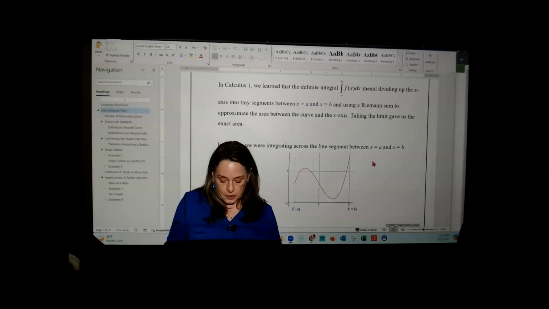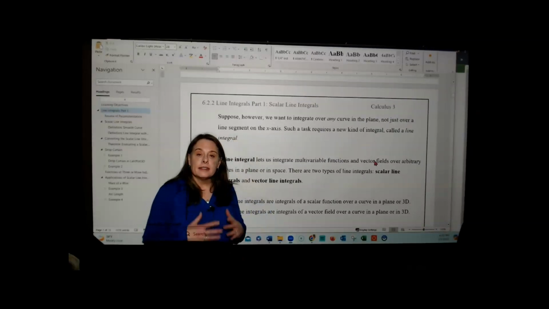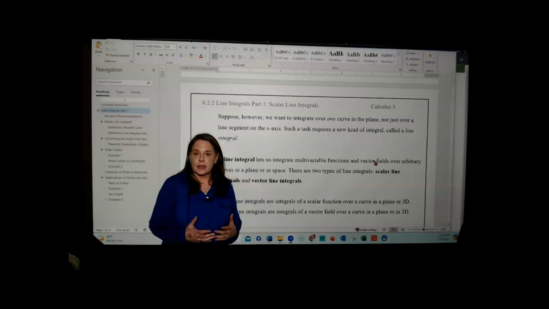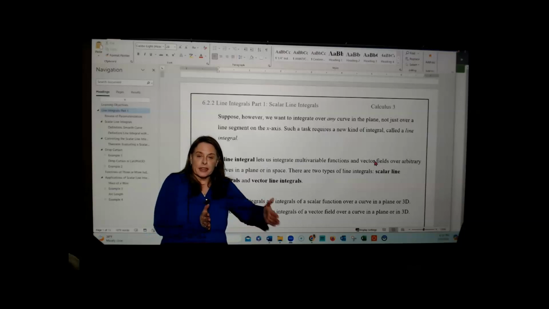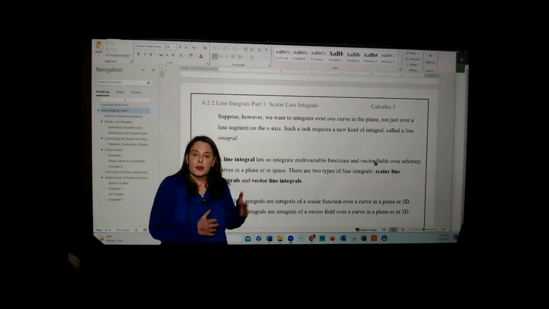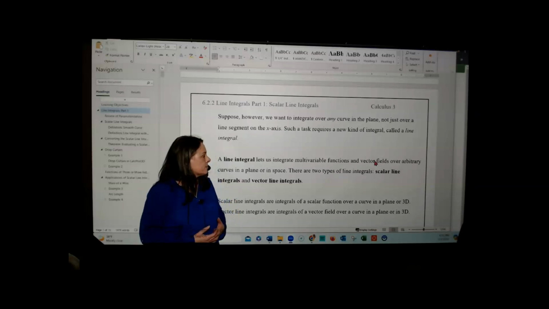Now, in multivariable calculus, we want to extend that idea, and instead of integrating on a subset of the real number line, an interval from a to b, instead we want to integrate on a curve in either the plane or three-dimensional space. In other words, we have a curve, and instead of chopping up the interval on the x-axis, we want to chop up the curve into small segments and evaluate the function across those small segments. This is what we call a line integral.